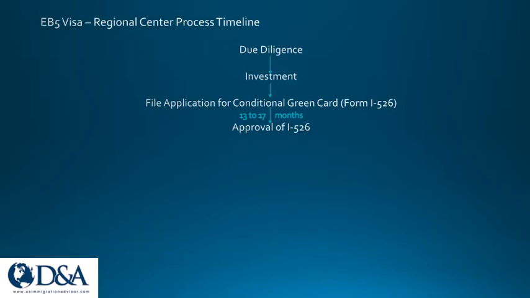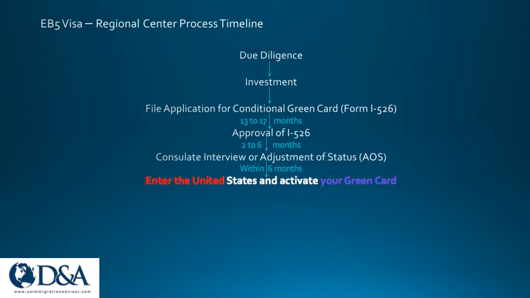After the investment is made, an application for conditional green card or Form I-526 is filed. This application takes around 13 to 17 months to get processed, at the end of which an approval of Form I-526 is received. After the approval of I-526, if the entrepreneur is outside of United States, he or she needs to appear for a consulate interview. If the entrepreneur is within United States, he or she needs to file an application for adjustment of status.